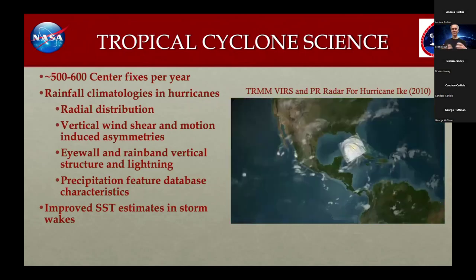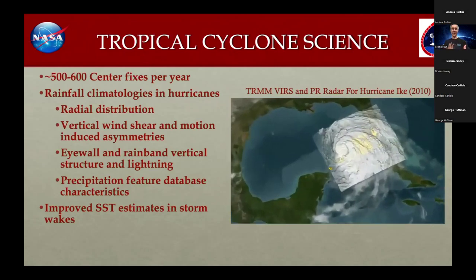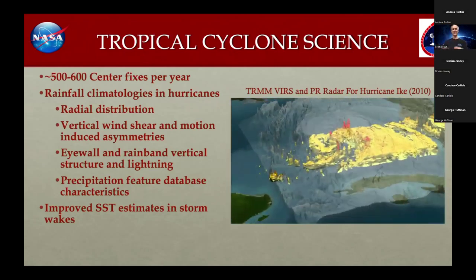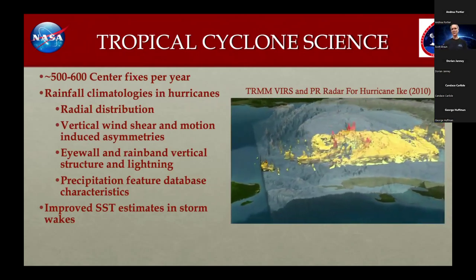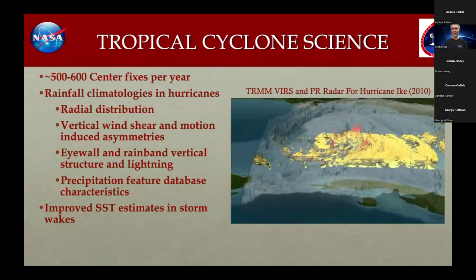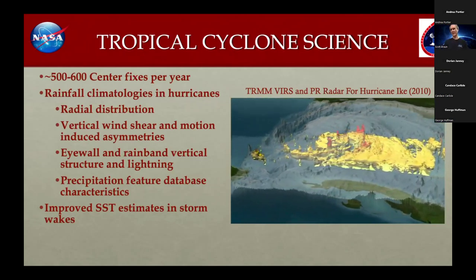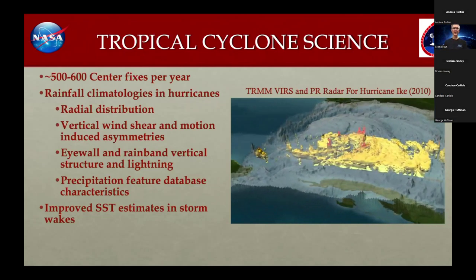Typically in strongly sheared environments, the precipitation becomes what we call very asymmetric, where most of the precipitation is on one side of the center and you'll have a lot less on the other. We also learned a lot about the eye wall and rain band vertical structure and how that related to electrification within these storms. And one of the unique things about the radiometer is that it had a very low frequency channel that allowed us to estimate sea surface temperature.